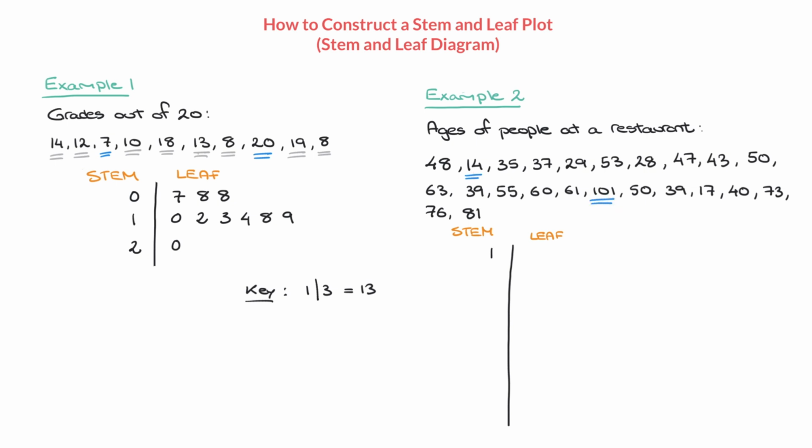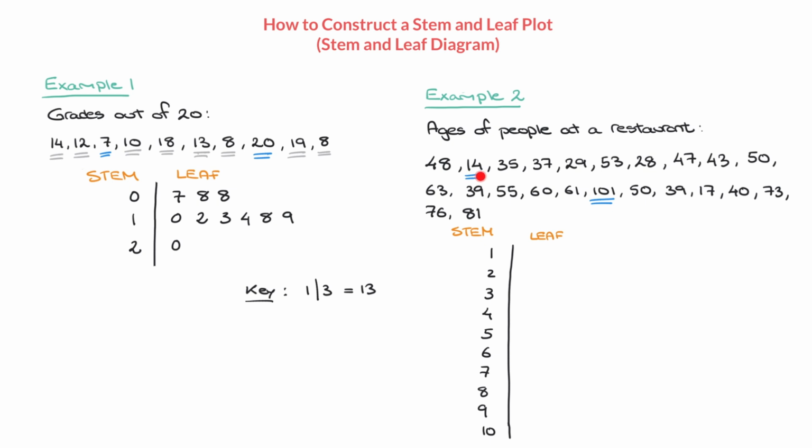There we go. So, given that the smallest value is 14 and the largest value is 101, the stem will start at 1 and work its way all the way up to 10, since 101 contains 10 tens. So I'll have 1, 2, 3, 4, 5, 6, 7, 8, 9, and 10. And in fact, I'll extend this column a bit. Okay, now we're ready to take care of the leaf column.